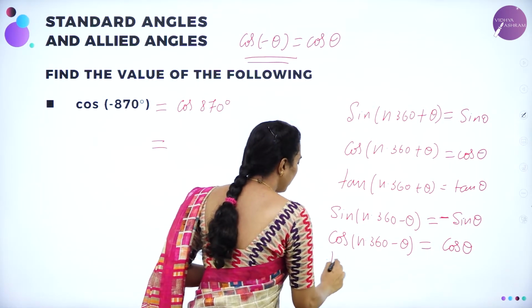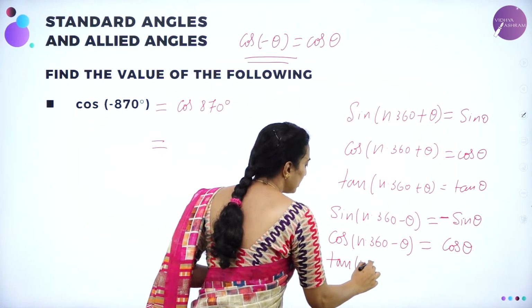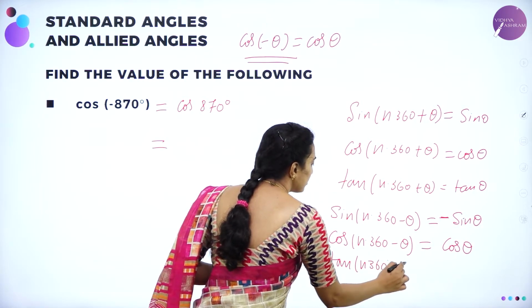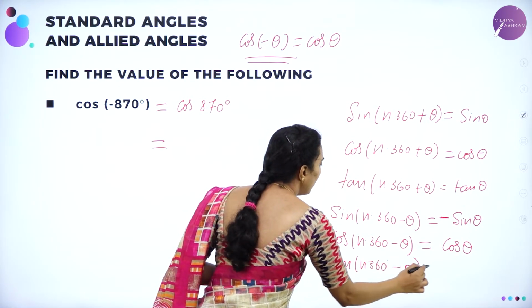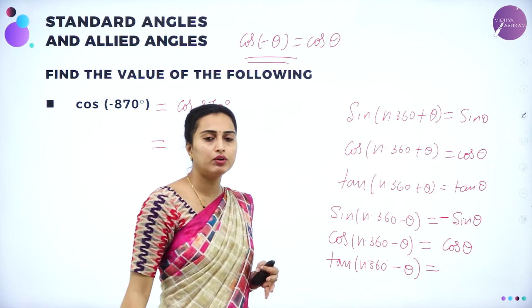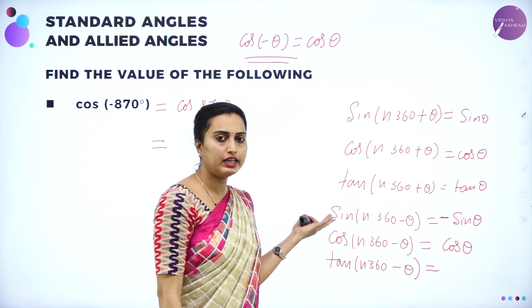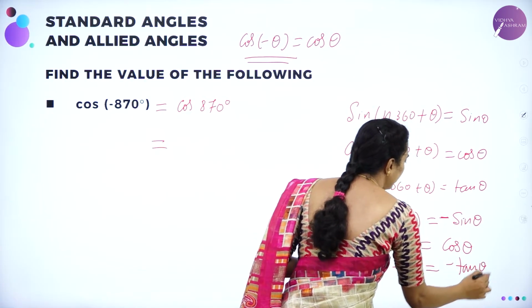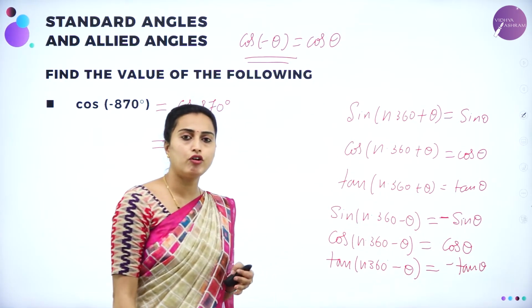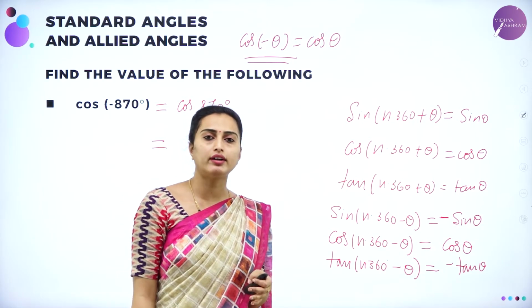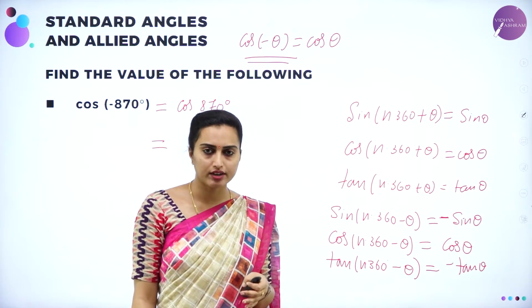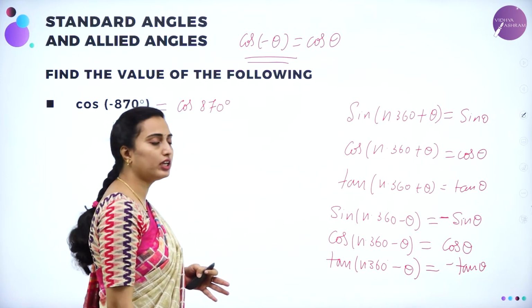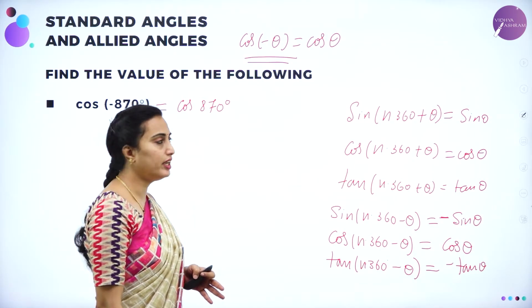Next we'll move on to tan of n into 360 minus theta. Here you know already it is minus tan theta only, because sine by cos with minus sine by cos is minus tan theta. Otherwise, 360 minus theta falls in the fourth quadrant, and in the fourth quadrant tan is negative. Correct? So that is the formula you have to remember, where n is an integer.